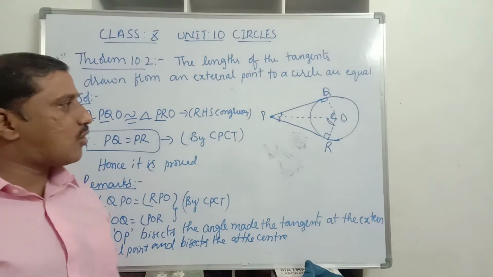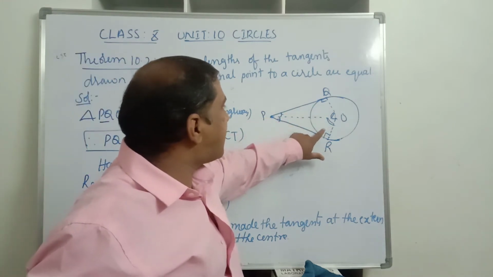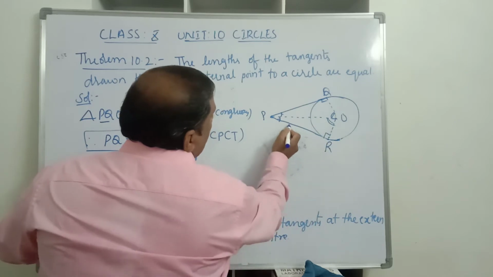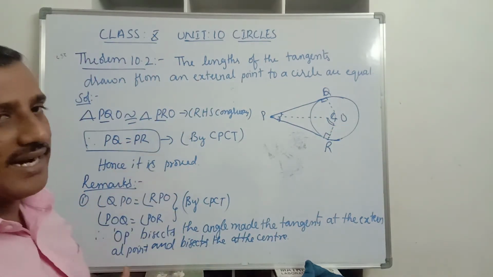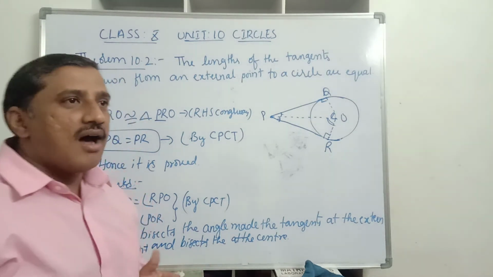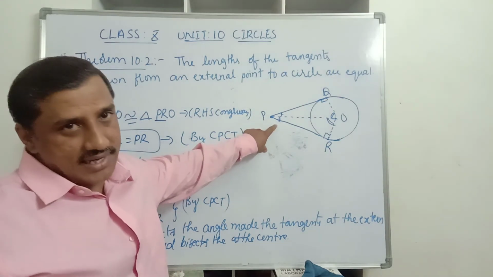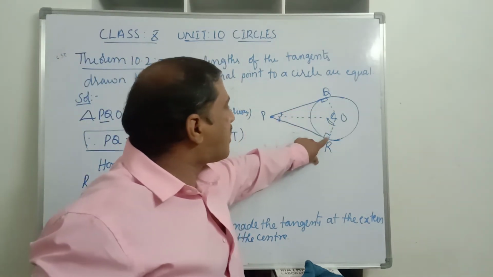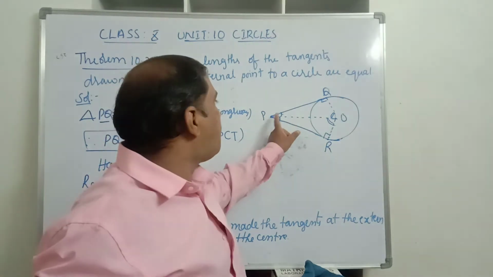Now you will have questions like this. We know this is 90 degrees and this is 90 degrees. What figure did we get? PQOR. Four sides are there, therefore it is a quadrilateral. Four angles will be there, and the sum of the four angles of this quadrilateral is equal to 360 degrees. The sum of these two, that is Q and R, is 90 plus 90, 180 degrees. Then what is the measure of angle P and angle O?